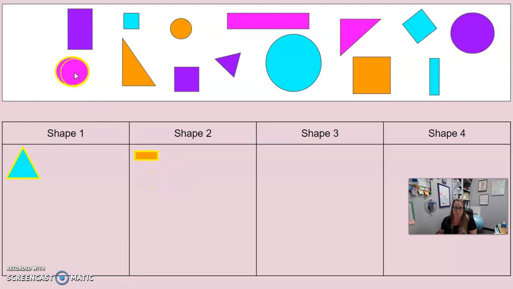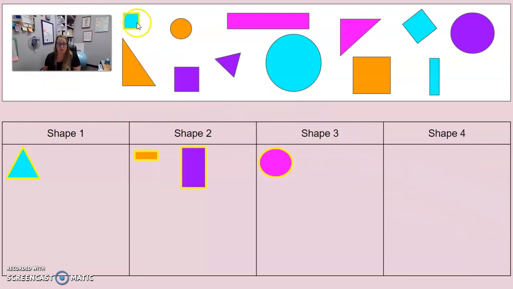Alright, what about this shape? This shape doesn't have any straight sides. So is it going to go into shape 1, shape 2, or do we need to start another bucket? Hopefully you said it needs to go into another bucket because this doesn't look like either one of these shapes. What about this one? This one has 1, 2, 3, 4 sides. Did we have one that had 4 sides already? We did. Which one was it? Was it shape 1, shape 2, or shape 3? That's right, it was shape 2. So we are going to put this one in shape 2.